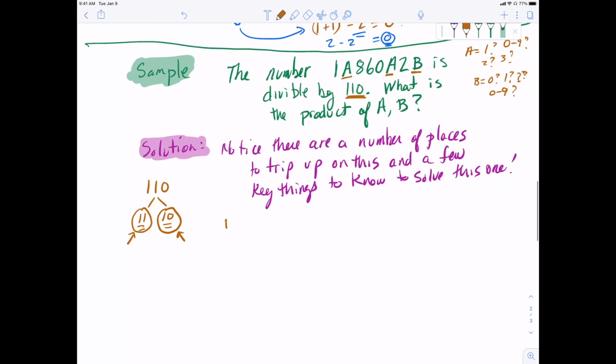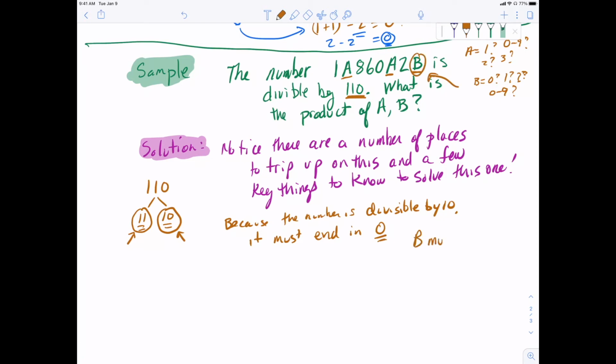Well, the key is because the number is divisible by 10, it must end in 0. Right? So we know that B must be 0. Well, so this problem becomes really easy. If we know B must be 0, we know that the product of A and B, product means multiply, so A times B must be 0. So this becomes a really easy problem.